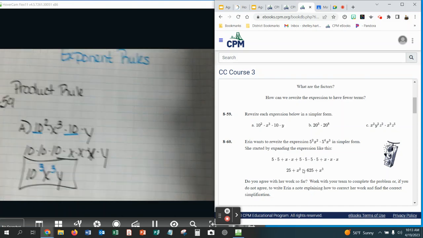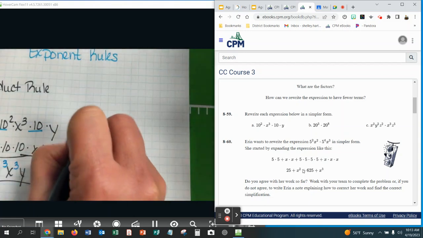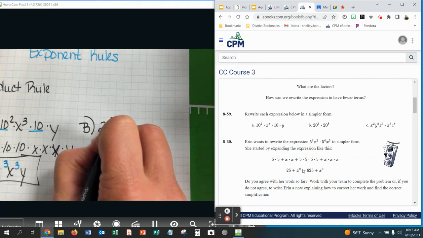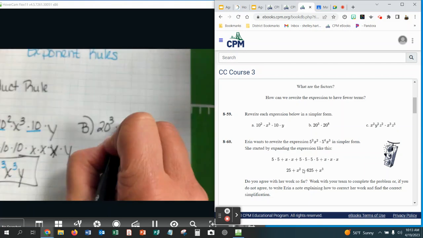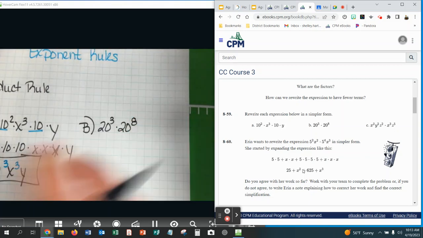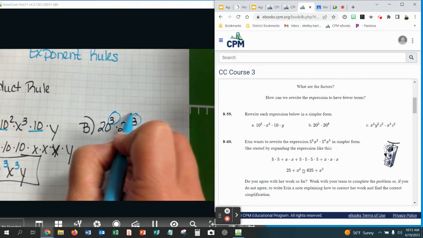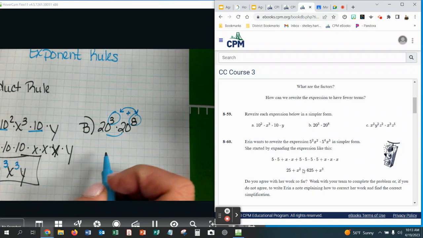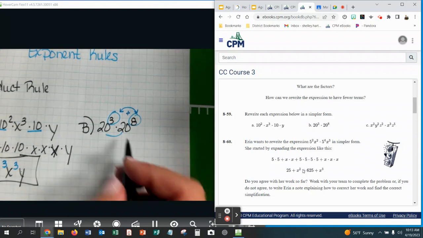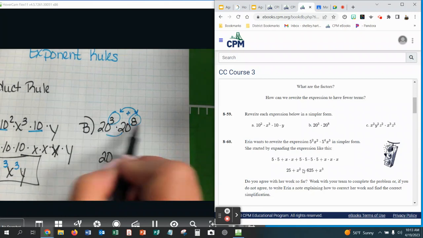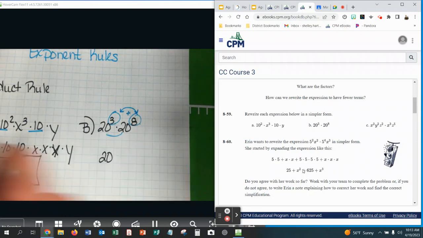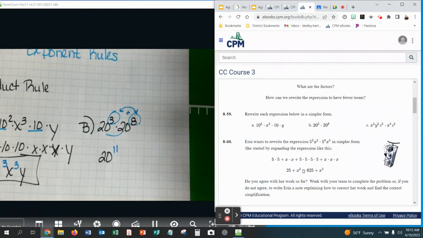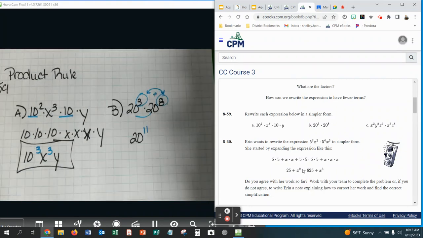Great. Let's take a look at B. B is 20 to the third power times 20 to the 8th power. Okay? Remember, these two things have the same base, so we add them, but they're multiplying. So what does this become? What is 3 plus 8? Yeah, Tam. Perfect. So you have 20 to the 11th power. Questions?